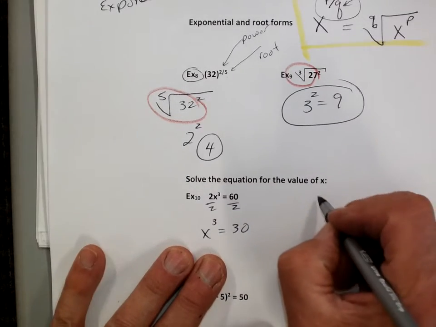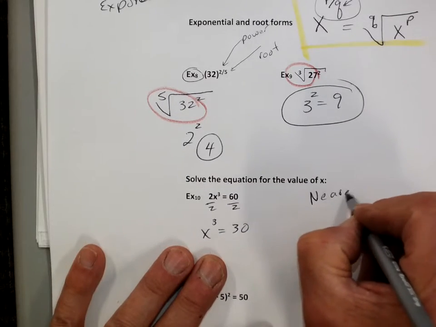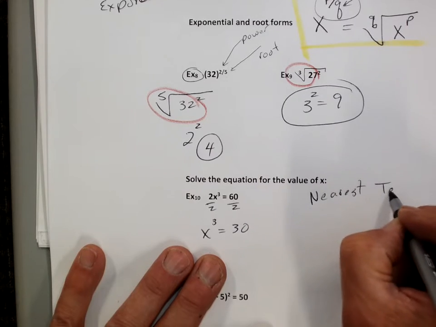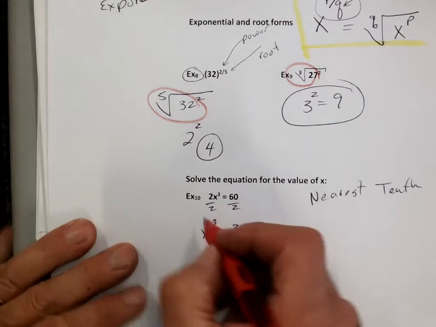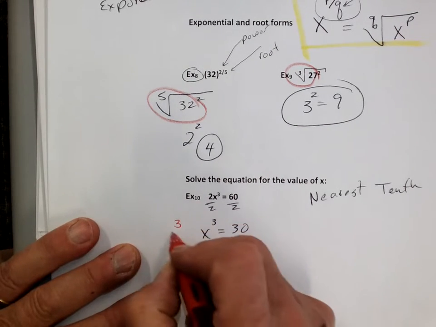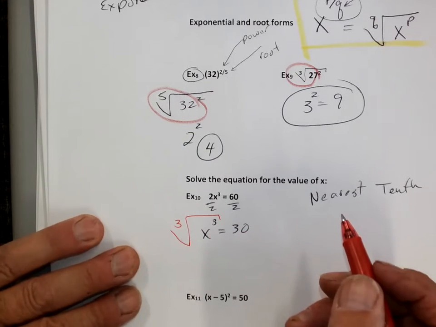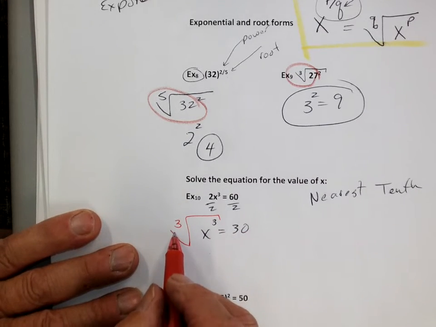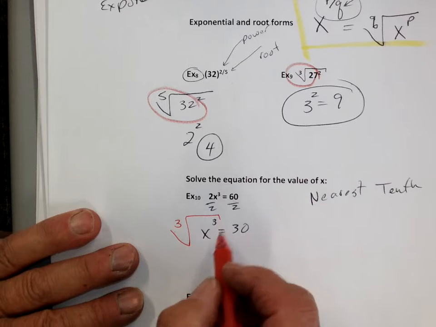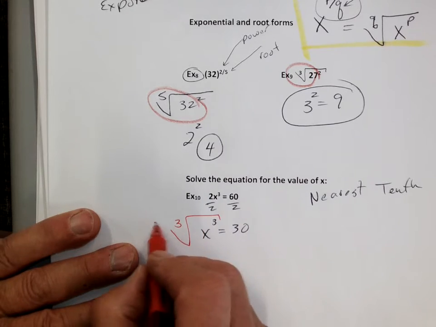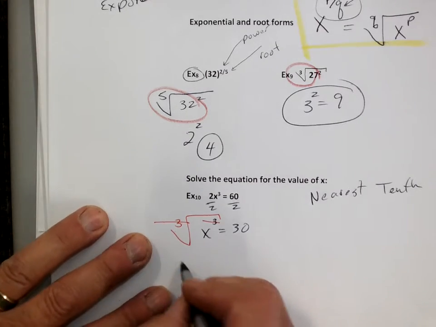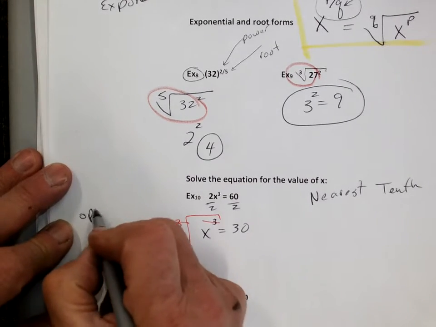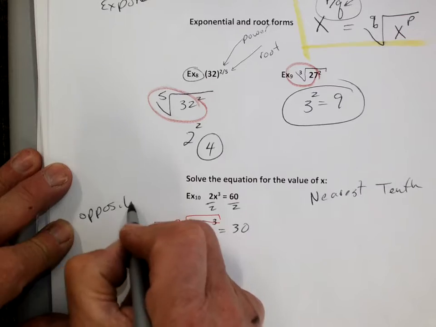So let's go to the nearest tenth. Because what I'm going to have to do is undo it. So how do I undo this? Well, here's what I know. If I take the cube root of x to the third, then it's like the opposites of each other. So the cube root would cancel out the cube, and I'd be left with an x. So I do the opposite. Always do the opposite to solve, right?